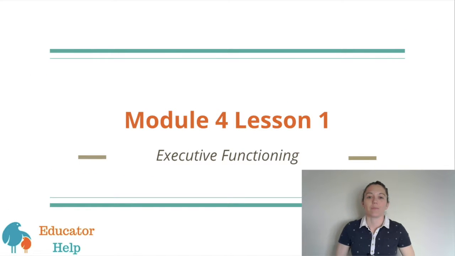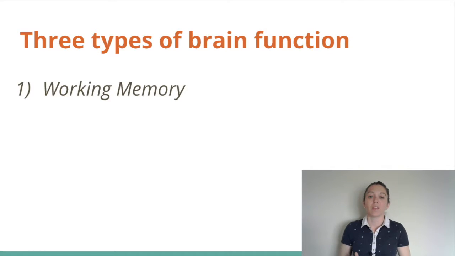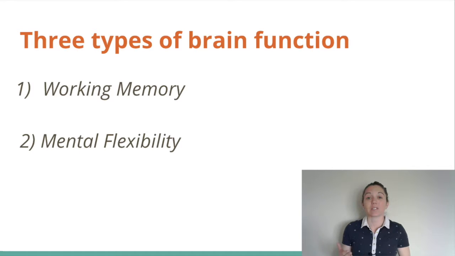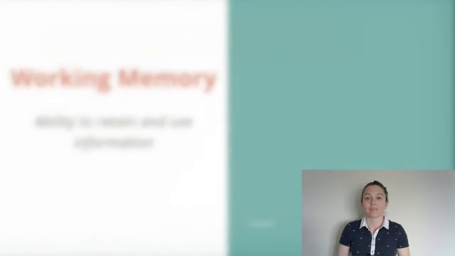Welcome to Module 4. In this module, we'll discuss executive functioning difficulties several students face. Executive functioning is the management of cognitive processes, and in this module, we'll cover the main executive functioning issues. There are three types of brain functions that are related to executive functioning. These are your working memory, your mental flexibility, and your self-control. These functions need to not only work independently, but since they are interrelated, they also need to work together.